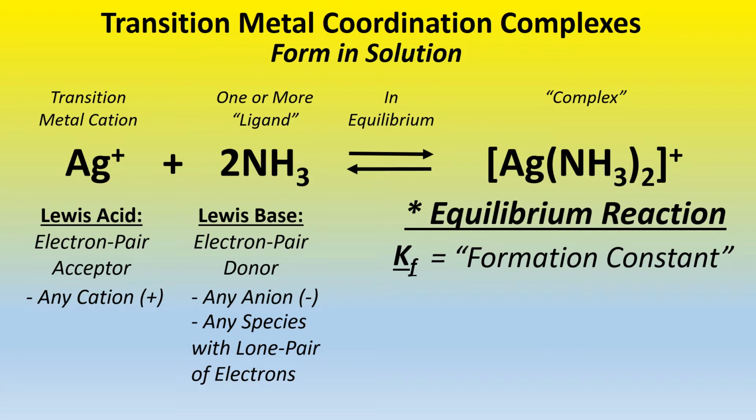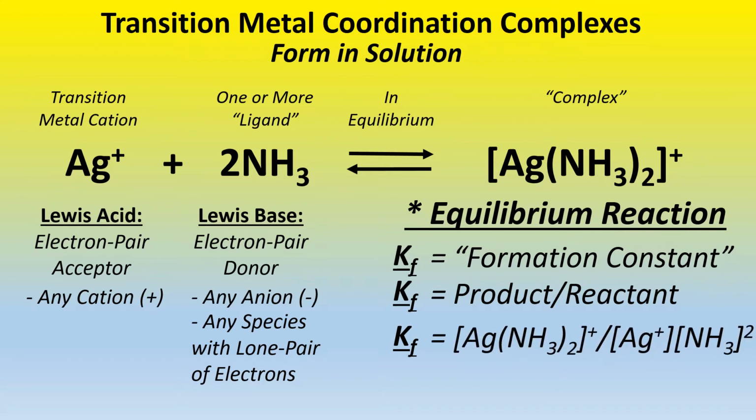As always, this constant Kf, like every other equilibrium constant, is products over reactants as related by the balanced equation. So for this reaction, Kf would be equal to the concentration of my product, the complex Ag(NH3)2 plus, divided by my reactants, Ag plus and ammonia. And since I have 2 ammonias, the concentration of ammonia is squared.